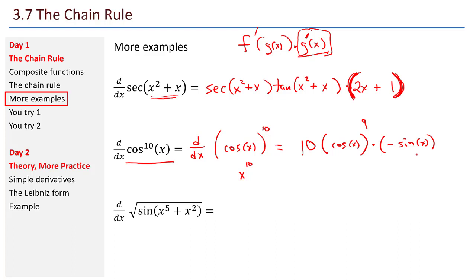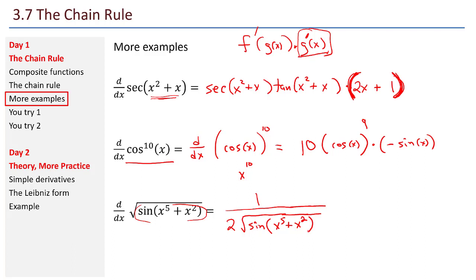Oh, look at this third example. Looks like I have 3 layers of composition. On the outside is square root, inside of that is sine, and inside of that is x to the 5th plus x squared. All right, let's tackle this. So on the outside, square root. So the derivative of square root is 1 over twice the square root of whatever. And I put this entire inside back down in there. So the sine of x to the 5th plus x squared.